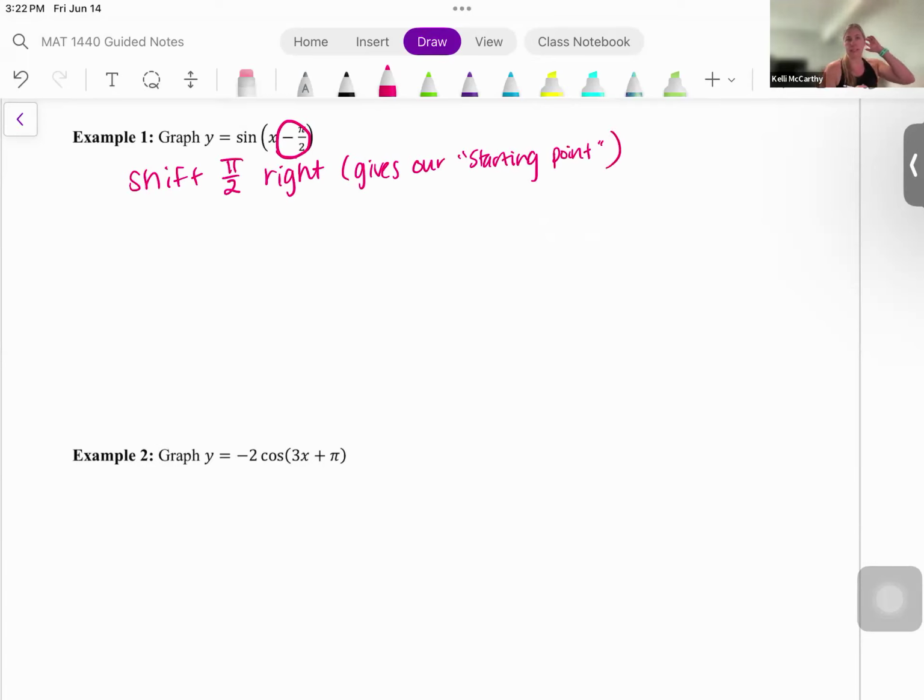And what we're going to use this phase shift to identify is where we're going to start. Thinking back to how we graphed the parent function of sine of x, we started at 0, 0 at the midline, then we went up to the max, back to the midline, down to the min, back to the midline. So that starting point where we began that 5-point pattern, we're going to shift based on this phase shift. So instead of starting at 0, 0, now we really want to start at pi over 2.